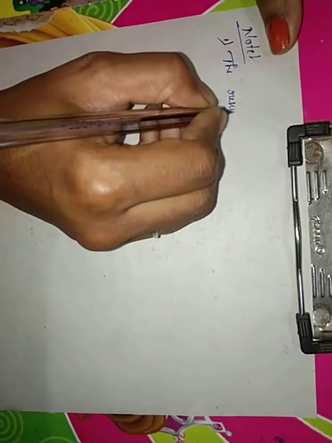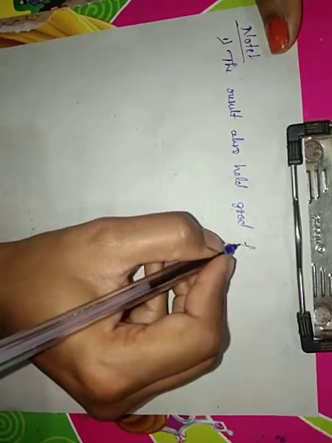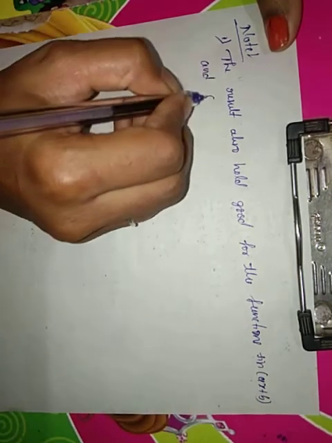The first note is the result also holds good for the functions sin of ax plus b and cos of ax plus b. As we have in type 1, e raised to ax is also applicable for e raised to ax plus b, the result holds good in the same way. So that is the first note of this kind.